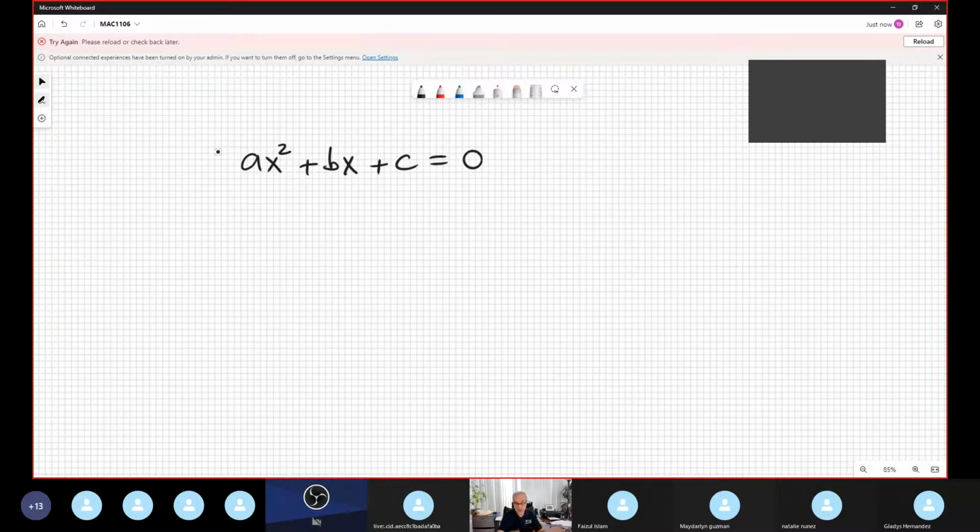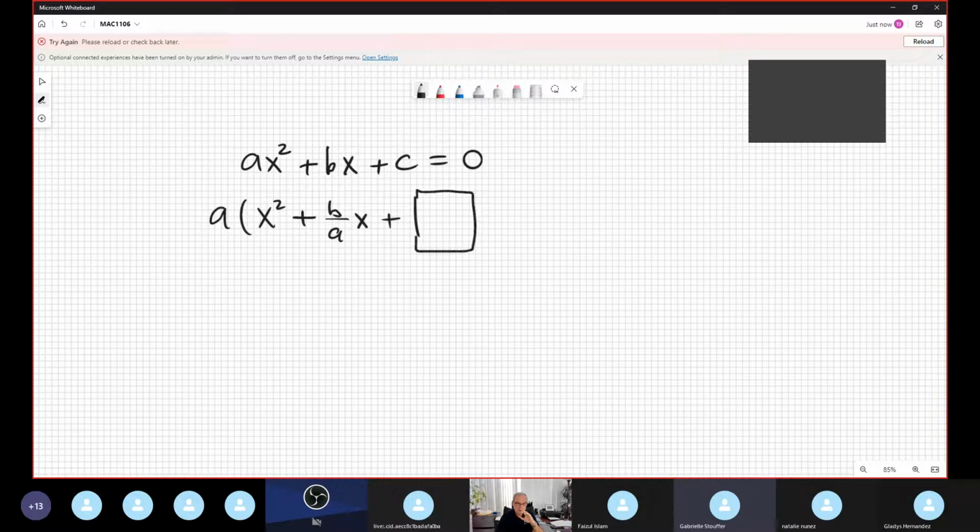A, B, and C are letters, variables, unknown values. And we apply exactly the same technique. What should I do? Well, you factor out A outside. And we have here B over A times x, plus something to complete the square, guys. Equal to minus C, because the C always goes to the right-hand side, plus another box.